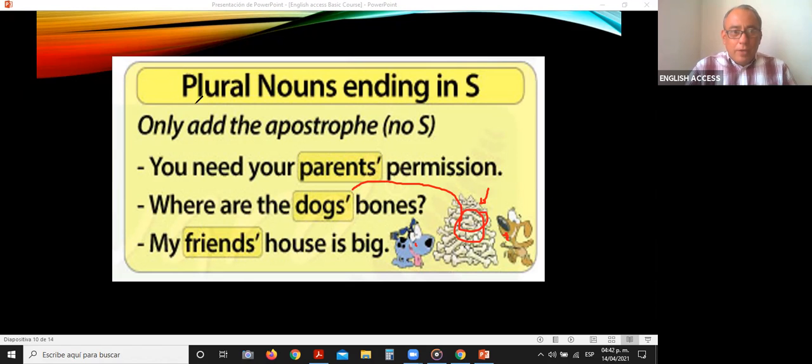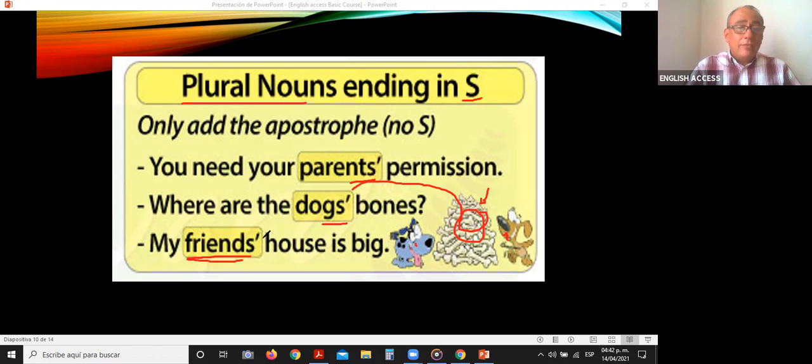That's another example because this is a plural noun ending in s. Parents, dogs, and we have another example. Friends. In this case, friends is a plural noun. Not only one, not one friend. Maybe two friends, three or four, or more. It's a plural noun. So this noun ends in an s.